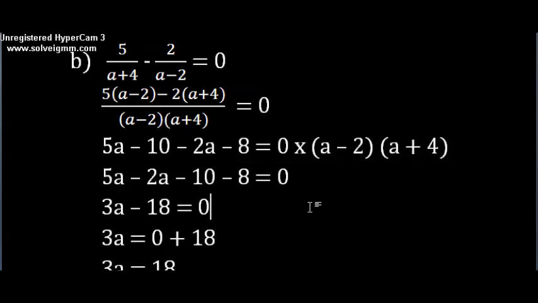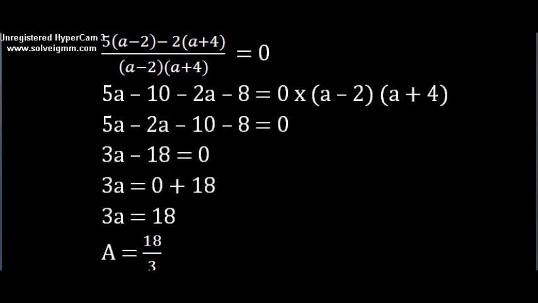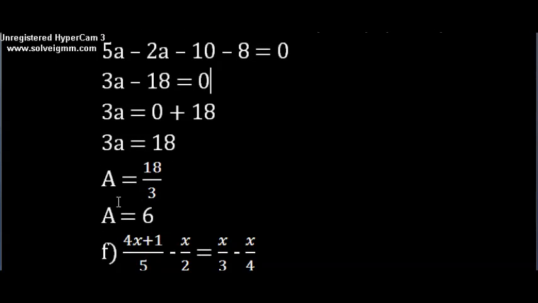Now your expression is very easy for you. You can combine a terms. 5a minus 2a equals 3a, and minus 10 minus 8 equals minus 18. 3a equals 18. Now after simplification, a equals 6. Here you have a multiplication sign between 3 and a, so on the other side of equality you will divide 18 by 3 according to the rule of equations.